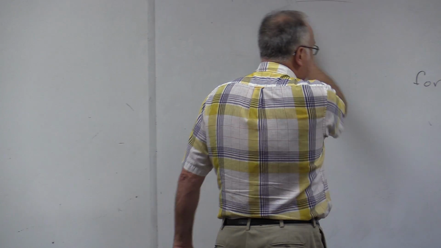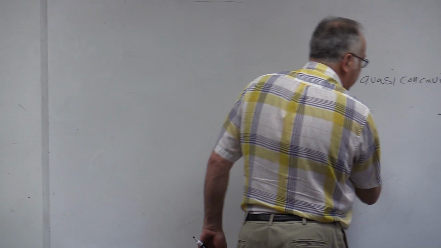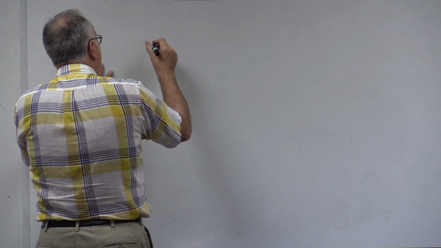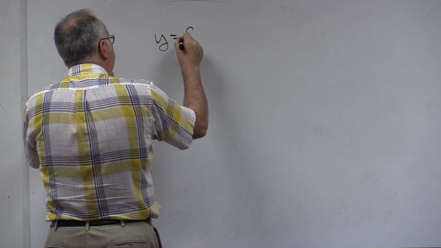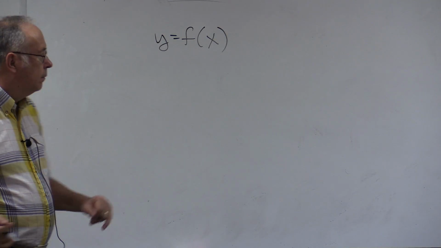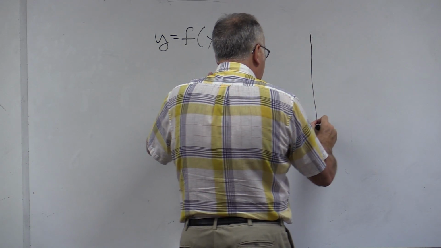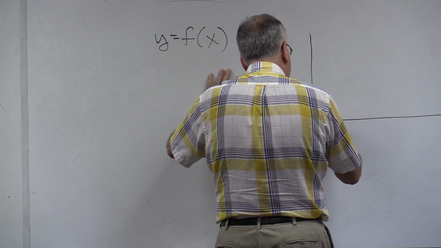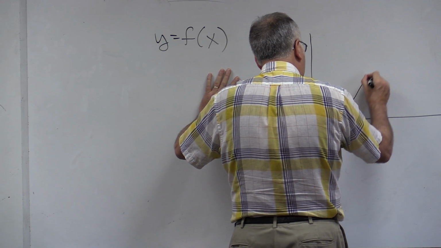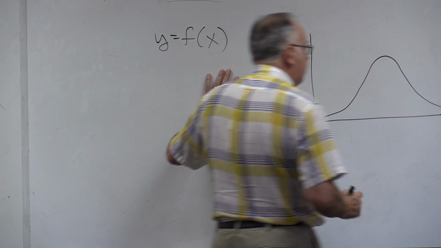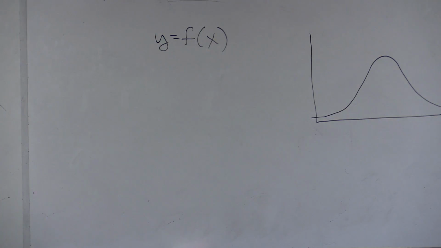Let's take a simple case like this. This is the easiest to illustrate graphically. Suppose we have y as a function of a single variable x. Now x is just a single variable. A quasi-concave function perhaps would be a bell-shaped curve like this. It would have this property.